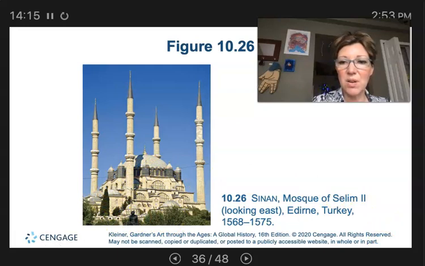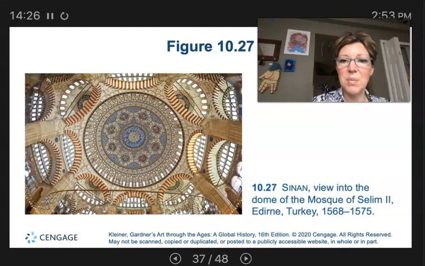Seljuk and Ottoman are the major Muslim dynasties of what is now Turkey. So notice that this is located in Edirne. Okay, the mosque pictured in this image is located in Edirne, Turkey. So it's not going to tell you Turkey if you get that question. Turkey presented the strongest resistance to the initial spread of Islam.